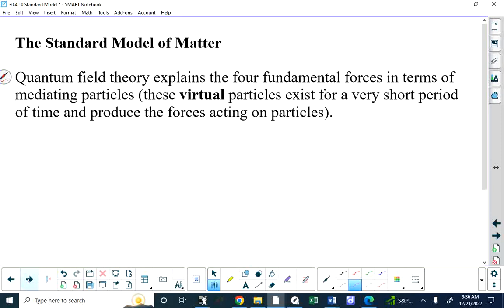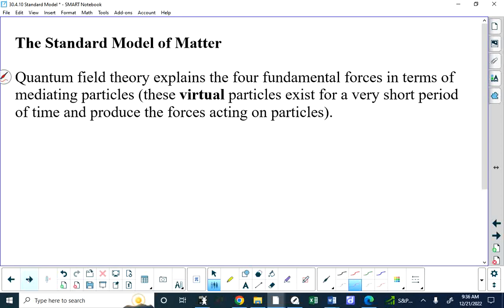So to begin with, quantum field theory, which is a subset of the Standard Model of Matter, is a theory in physics that helps to support the Standard Model of Matter. And again, every time I use the word theory in high school, I feel the need to tell you, it's not some hypothesis. It's a theory. A scientific theory is something that is based on evidence. It's a fact. It explains the four fundamental forces in terms of these things called mediating particles.